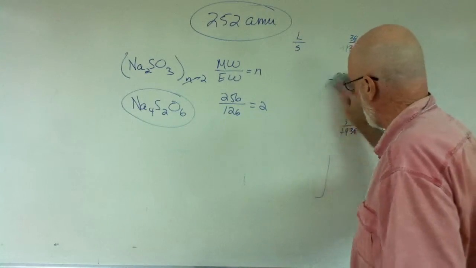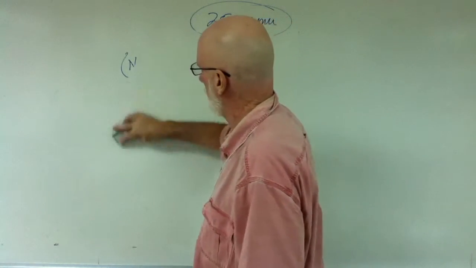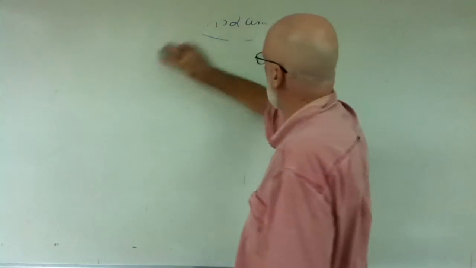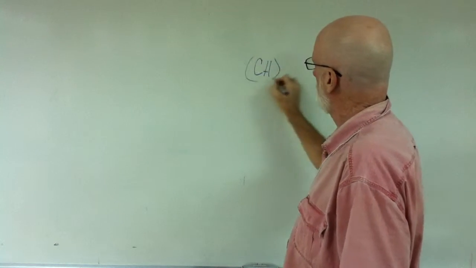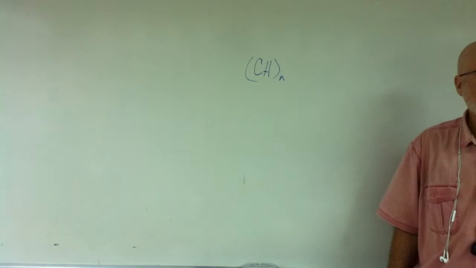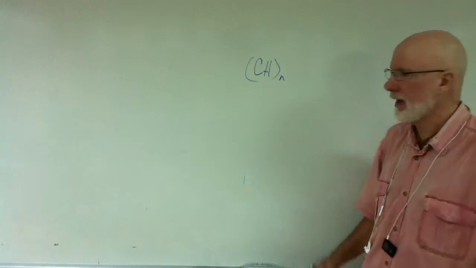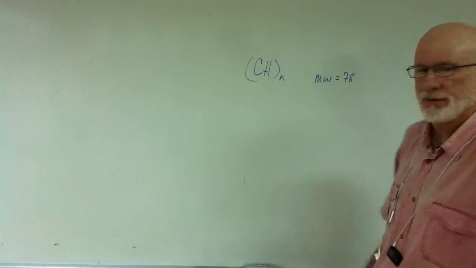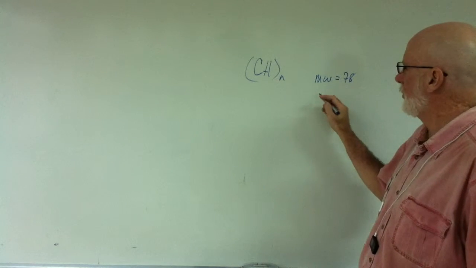For instance, let's say, what's 13 times 6? 78. Okay, yeah, that's the classic. All right, so let's say I find my empirical formula to be that. I have a hydrocarbon, and I find the empirical formula to be that. Okay? And I find that the molecular weight equals 78.